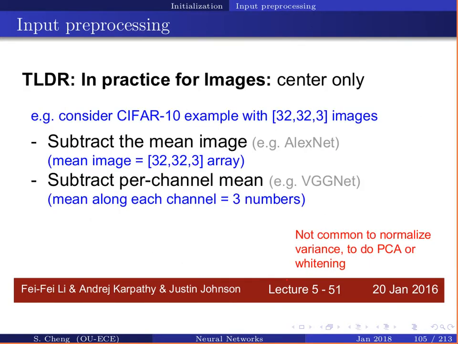Therefore, in practice, when you work on neural networks, typically you only need to center the data, so make it zero mean. For example, if you look at examples from recent years, like AlexNet, they simply subtract the mean image. VGGNet, another CNN, we'll talk more about that later on, also just subtracts the per channel mean. They do not do any normalization or PCA whitening and so on.